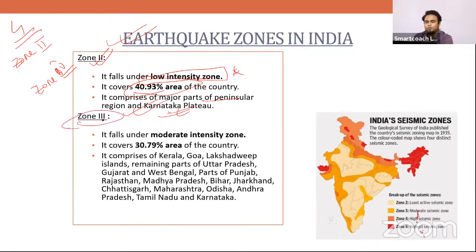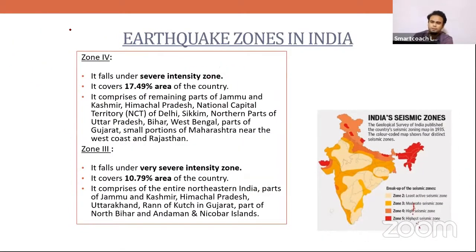Then we have zone 3, where the intensity will slightly increase. Therefore, we will say that this area falls under the moderate intensity zone, and it covers around 30.79% of the country. All right. It comprises Kerala, Goa, Lakshadweep, then some parts of UP, Gujarat, West Bengal, then parts of Punjab, Rajasthan, Madhya Pradesh, Bihar, Jharkhand, Chhattisgarh, Maharashtra, Odisha, Andhra Pradesh, Tamil Nadu, as well as some parts of Karnataka.